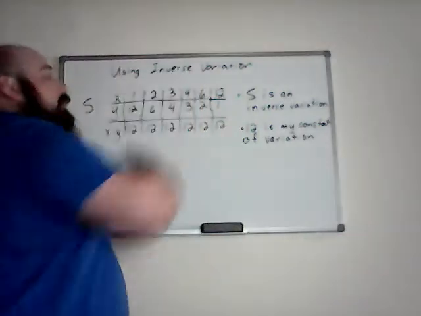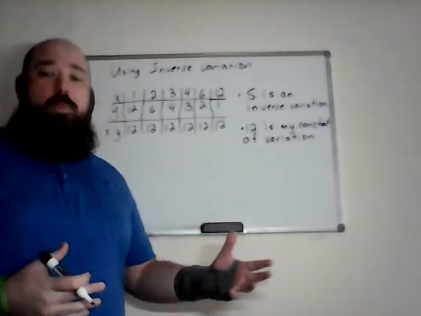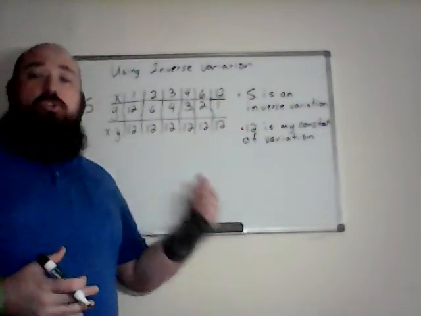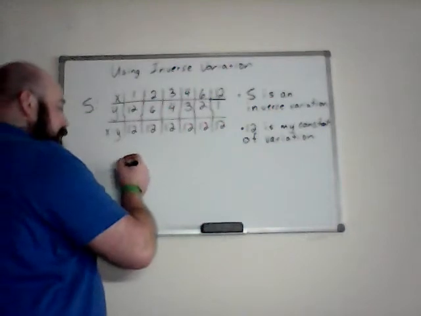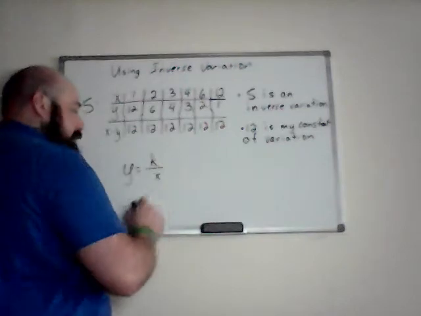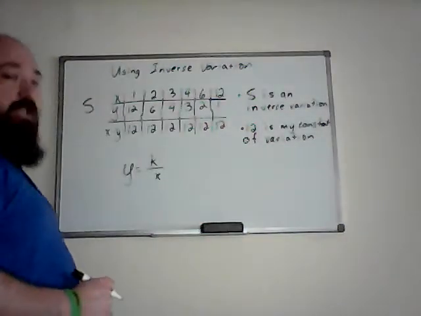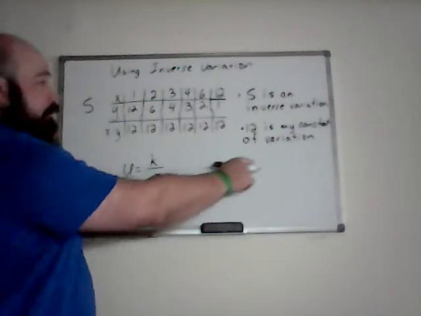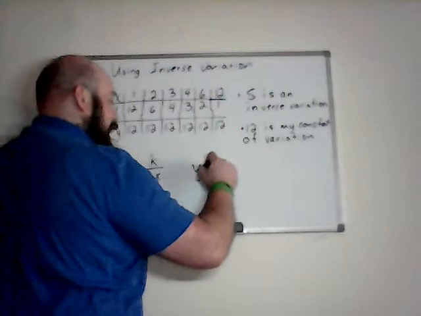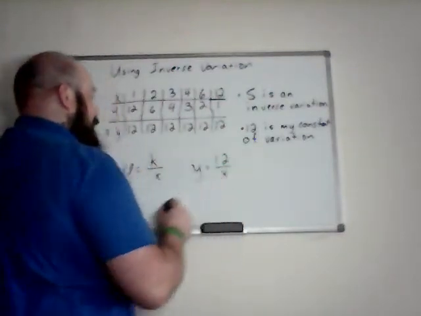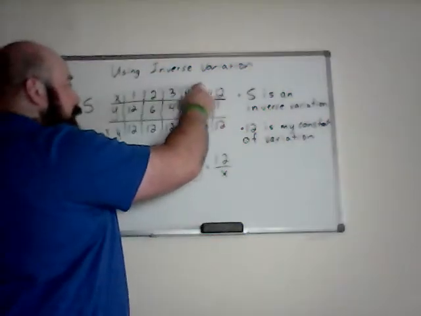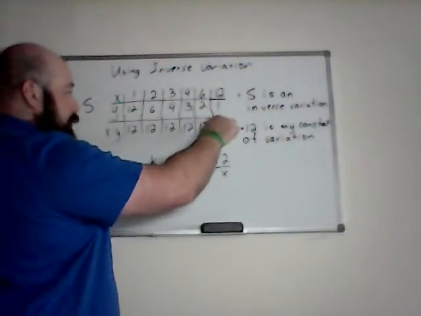Now, notice we're dealing with inverse variation instead of direct variation. We remember the formula for direct variation, or the equation, is y equals kx. So inverse variation is going to be different, okay? And it's going to be written in the form y equals k over x. So as we can see here, since my constant of variation is 12, the equation for S is going to be y equals 12 over x. And as you see, whether I plug in 1, 2, 3, 4, 6, or 12, I'm getting these numbers respectively.